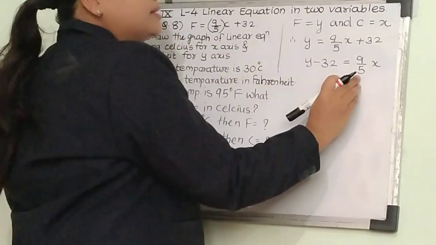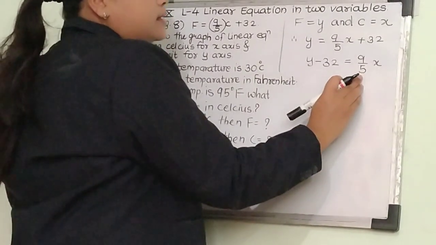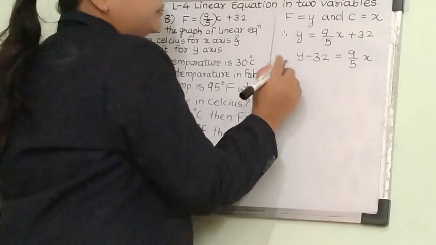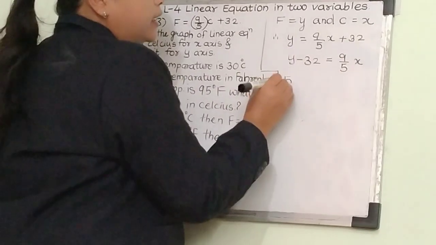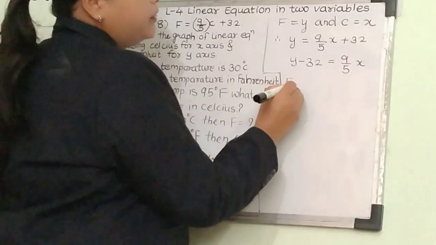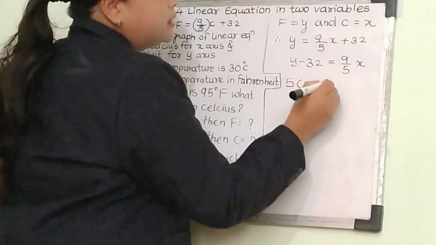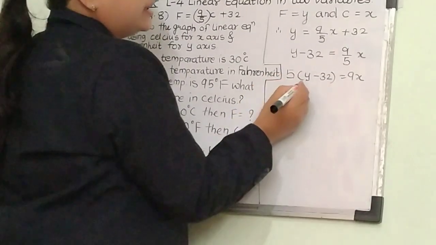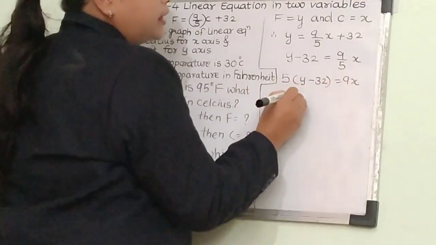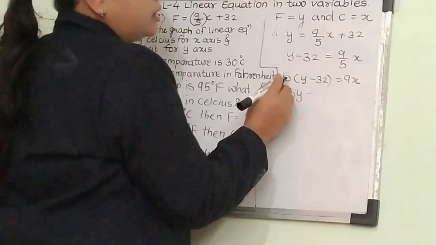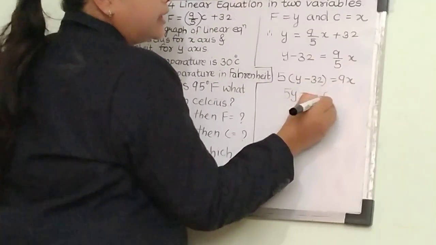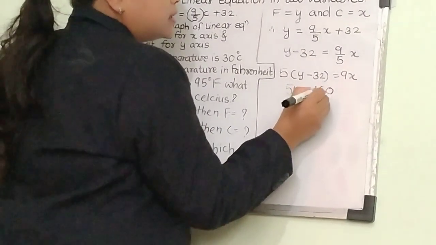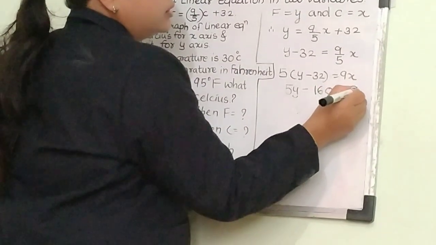Again here 5 is in the denominator, it means it is divided. Then if we transpose it, it will become multiplied. So here we get 5 into y minus 32 equals 9x. So again we can write 5y, 5 into y minus 5 into 32. 5 twos are 10, 5 threes are 15, 15 plus 1, 16. 160 equals 9x.